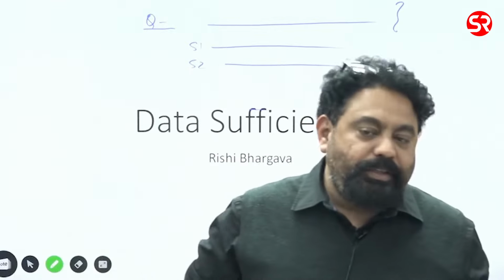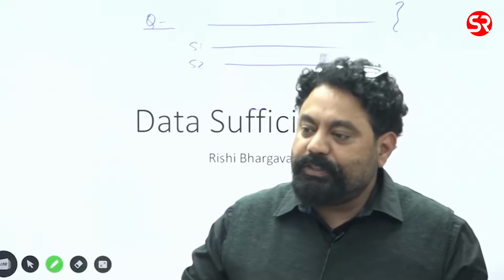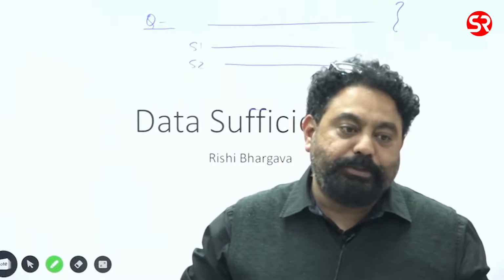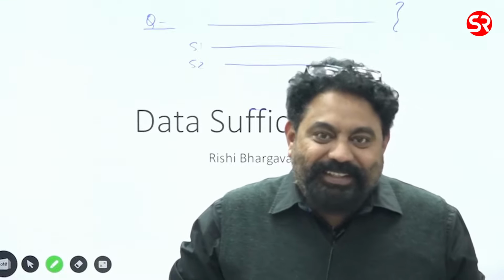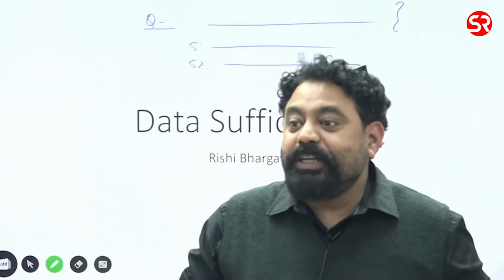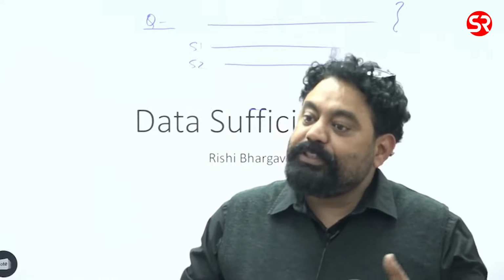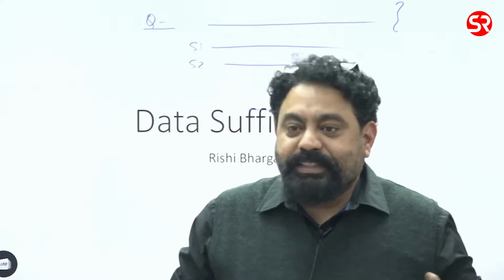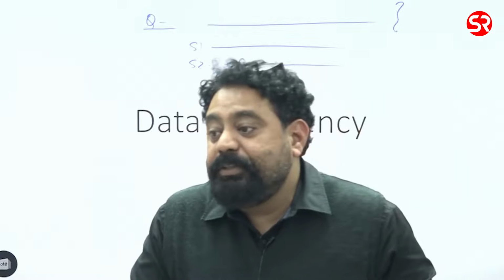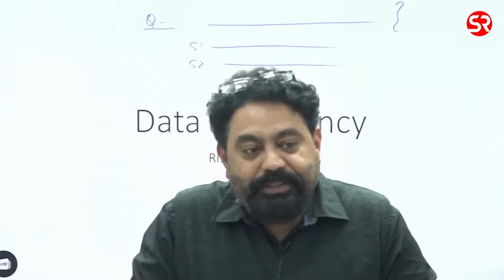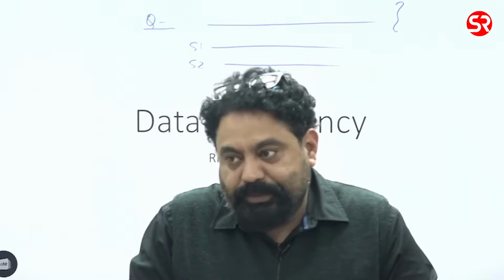The answer is one if the question can be answered using one of the statements alone, but cannot be answered using the other statement alone. Answer is two when the question can be answered by statement one also and statement two also. Answer is three when the question can be answered only when we mix the two statements. And answer is four when the question cannot be answered even by mixing these two statements.